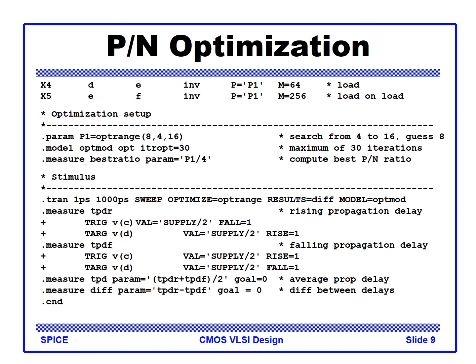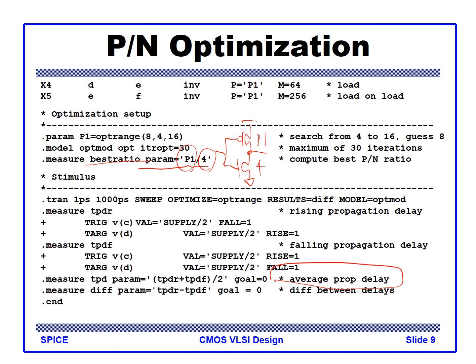To search for the best ratio, P1 over 4 is defined. So probably the NMOS size is 4, and we want to find the PMOS size. So this is 4, and what is the P1? This kind of situation is probably assumed. So we want to find the P1 to maximize the performance.